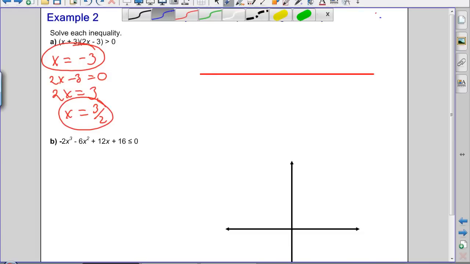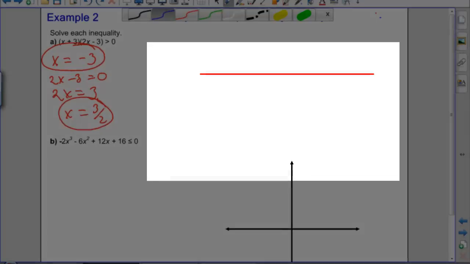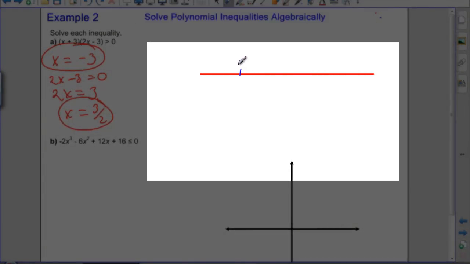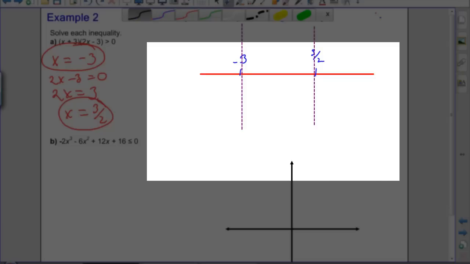Once we've determined the x-intercepts, we can use a process known as the interval method or interval technique to help us to solve the inequality. And how we do it is we draw a horizontal line and we label on it our two x-intercepts, -3 and 3 over 2. We then draw interval lines at each of the x-intercepts, and these don't have to be perfect. And what we want to do is use test points on either side of -3. So the first test point I'm going to use is -4.